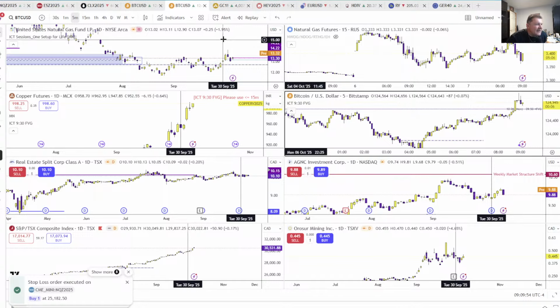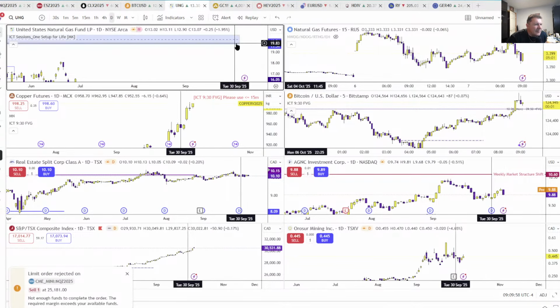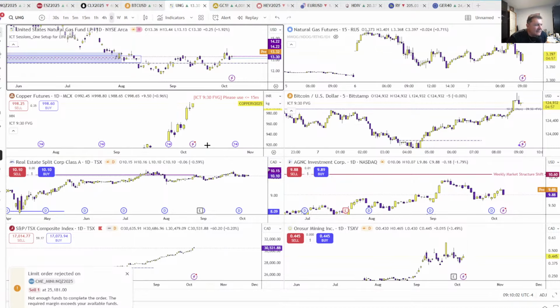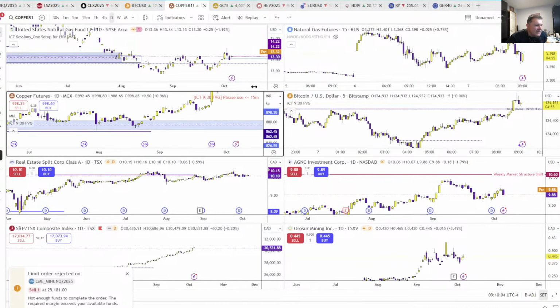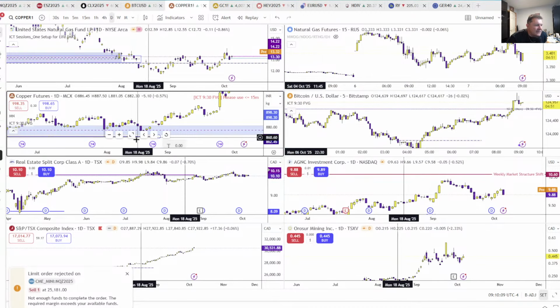I just want to see this natural gas get up here. Just start getting back up into that area, 20 bucks or so. That's what I want to see. Copper is really on a tear. Look at that, $998 from where it was in the first part of September.